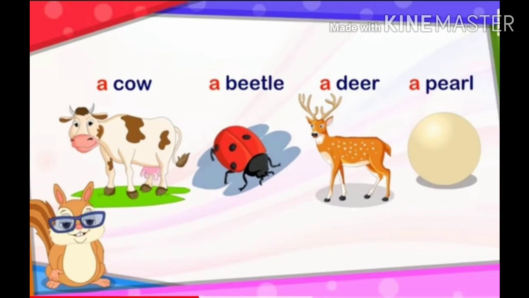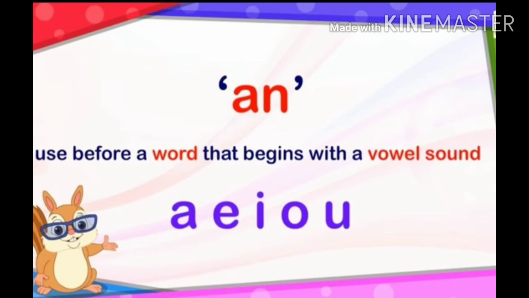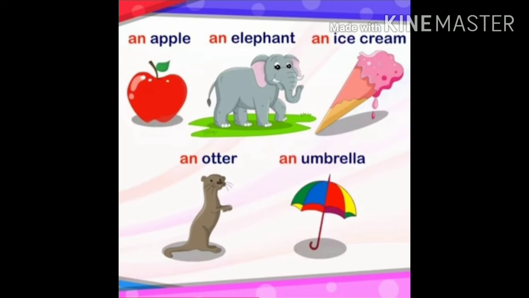Understood? Now we'll see the article an. When is it used? The article an is used before a word that begins with a vowel sound. Now there are 5 vowels: a, e, i, o and u. If the word starts with these letters or these vowel sounds, then we use the article an. Now see the examples: an apple, an elephant, an ice cream, an otter, an umbrella.